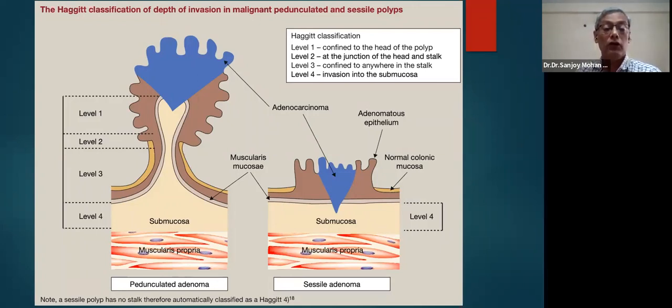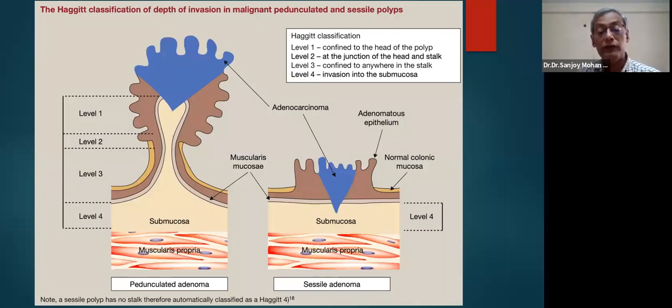If only the head is involved, or the malignancy is confined to the head of the polyp, then it is known as level one. If it is in the junction between the head and the stalk, this is level two. And in the stalk, anywhere in the stalk, this is level three. And if it involves the submucosa, then level four. Accordingly, this is for pedunculated polyp.